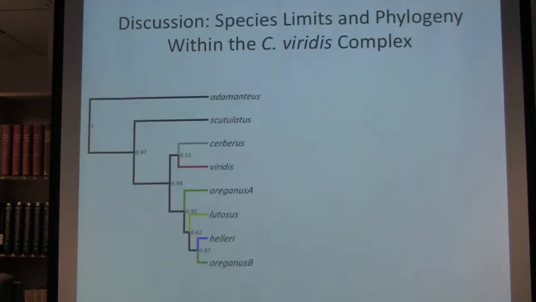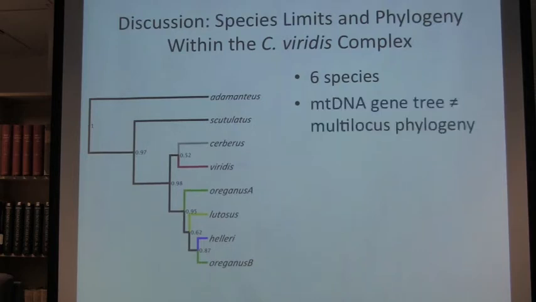Now I want to discuss the taxonomic implications of my study here. I recovered support for 6 species within the Crotalus viridis complex, and I found the mitochondrial gene tree was not topologically concordant with the multilocus phylogeny. So this underscores once again that multiple independently evolving loci must be included for accurate phylogenetic estimation.